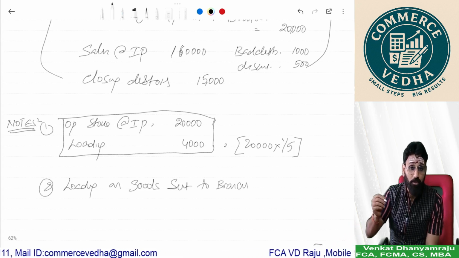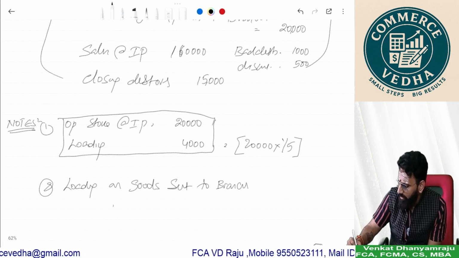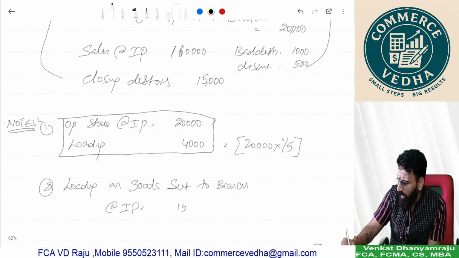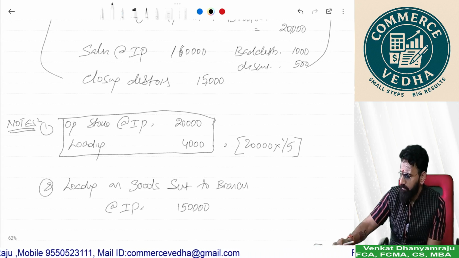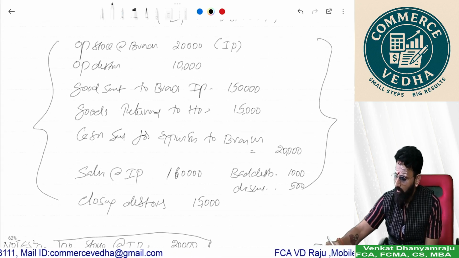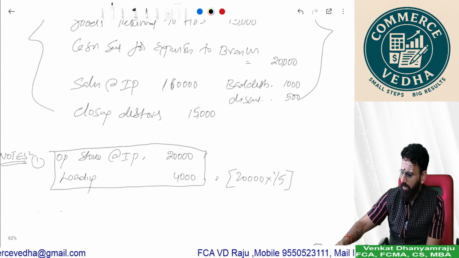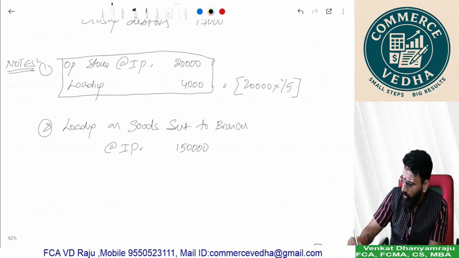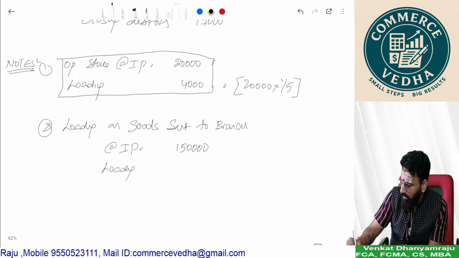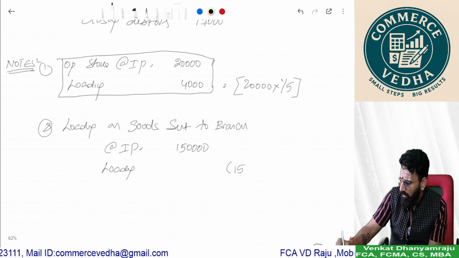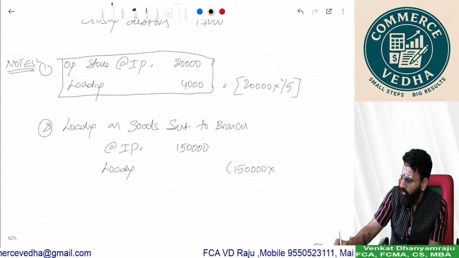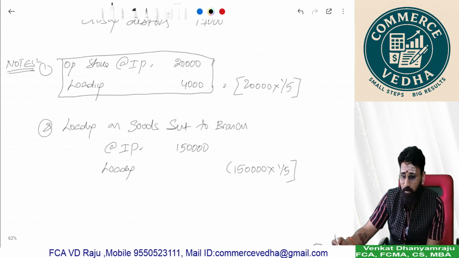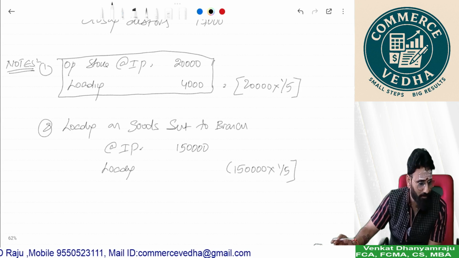Loading on goods sent to branch. What is goods sent to branch at invoice price? In the question it is 1,50,000. It is sent at 25% on cost, means 1/4 on cost. So loading is 1,50,000 into 1/5. One fourth on cost means 1/5 on selling price.